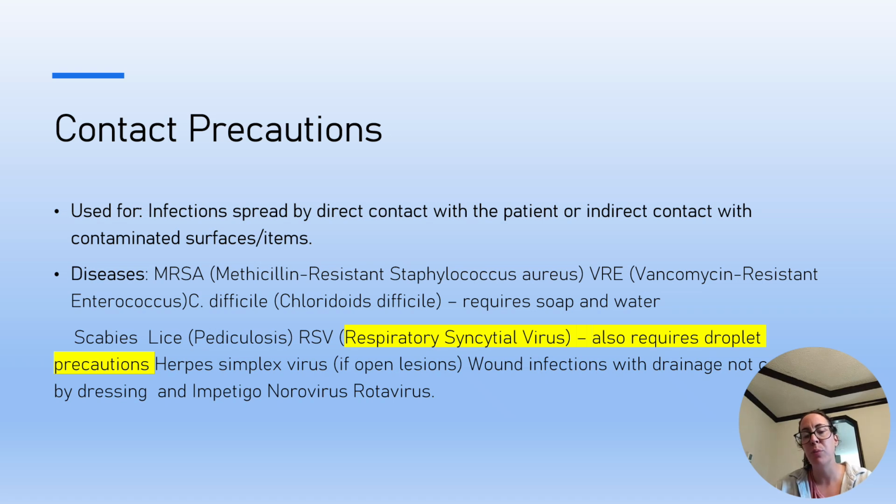That being said, it's very important that we also know the full name of these diseases, as the NCLEX can test to you using both. Scabies, lice, RSV is the only one that requires two types of isolation, contact and droplet. Herpes simplex if the lesions are open, wounds that are draining that are not covered by a dressing. Impetigo, norovirus, or rotavirus are also common contact diseases.